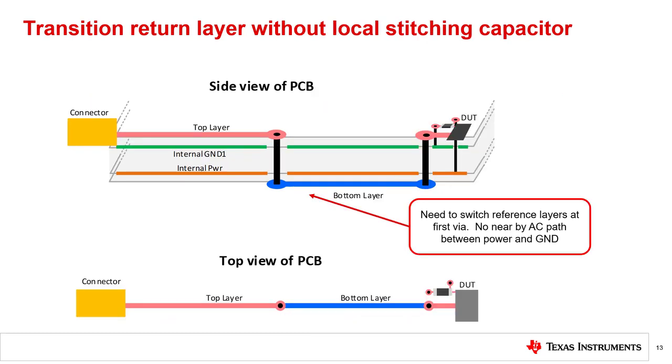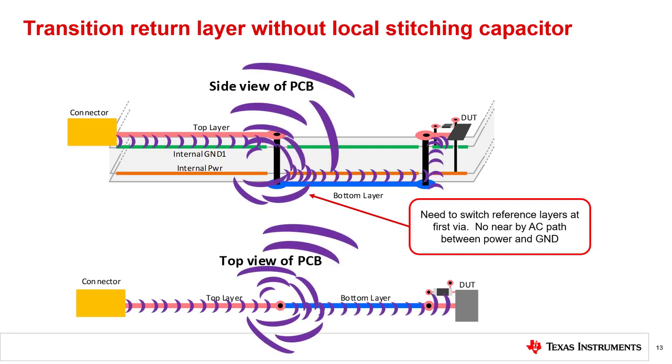This slide is the same design as the previous slide, but no stitching capacitors are used. When transitioning from the top layer to the bottom layer, there is no good path for the return current to transition from inner ground to inner power. This can lead to emissions when transitioning layers. This problem can be avoided through sufficient use of stitching or decoupling capacitors.